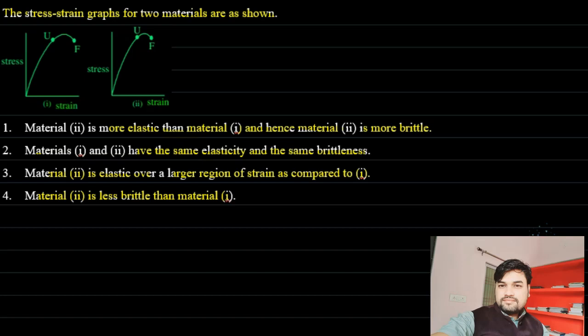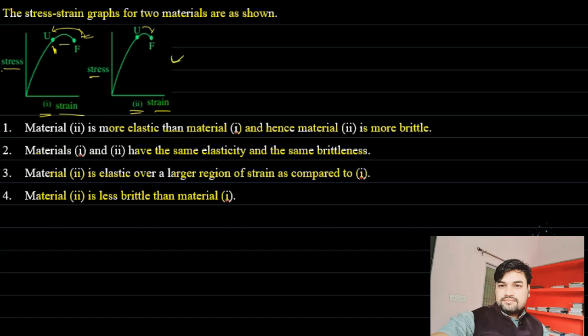So the two graphs are given here. Stress strain curve is given for material 1, and this curve is the stress strain curve for material 2. So here we can see the yield point, the highest load point, and this is the fracture point. The distance between yield point and fracture point is larger as compared to this distance.